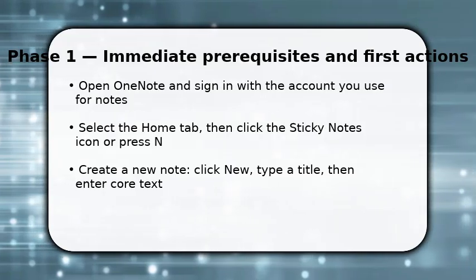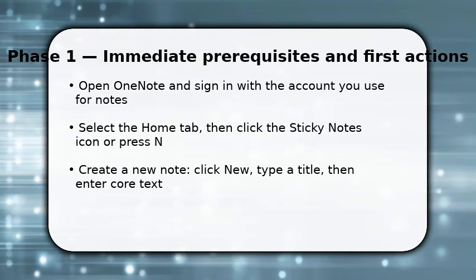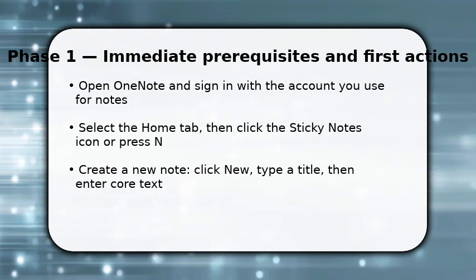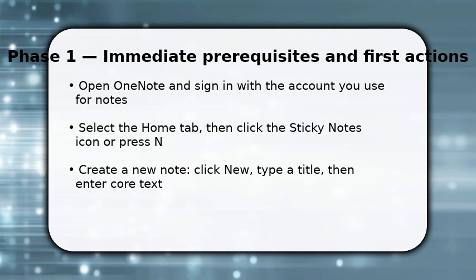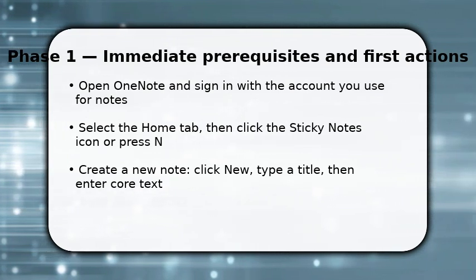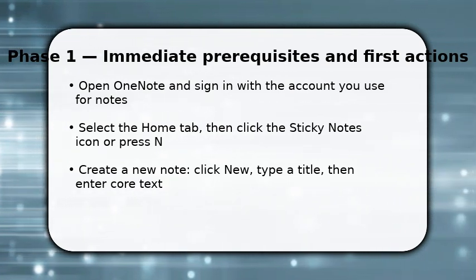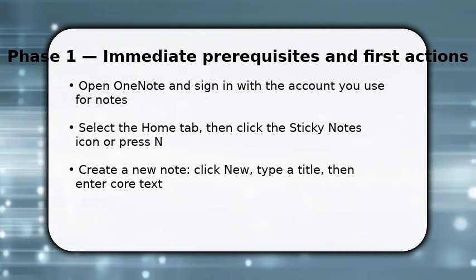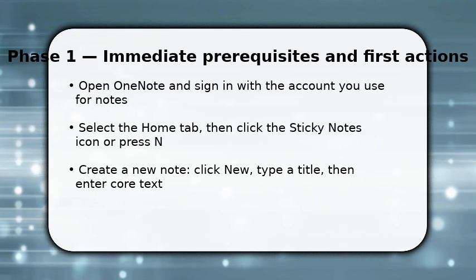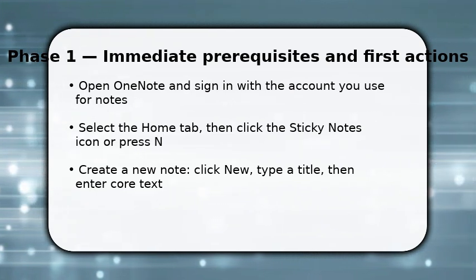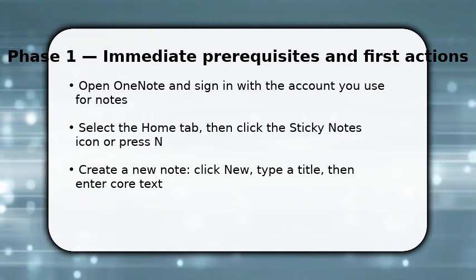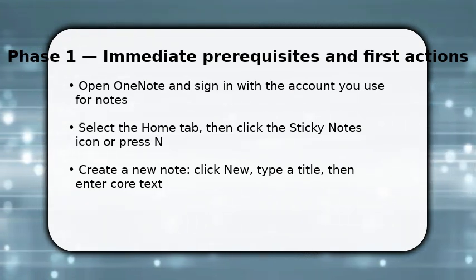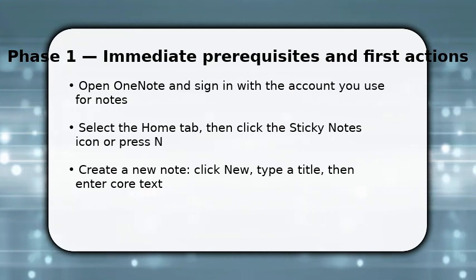You begin by opening OneNote and signing in so your notes sync. Click the sticky notes icon in Home or press N to launch the pane. This is faster than creating a full page. Create a new note, give it a short title, then type the main content. Think short bullets or reminders. Once done, position the note on your desktop or dock it in the app. Make sure to enable sync right away so your note appears across devices.